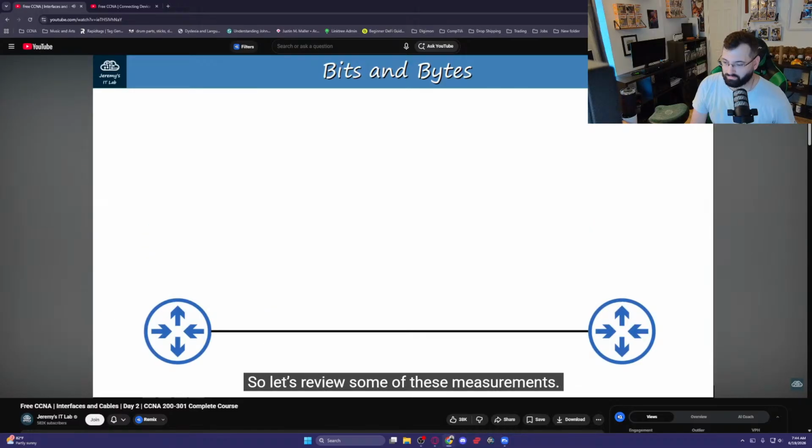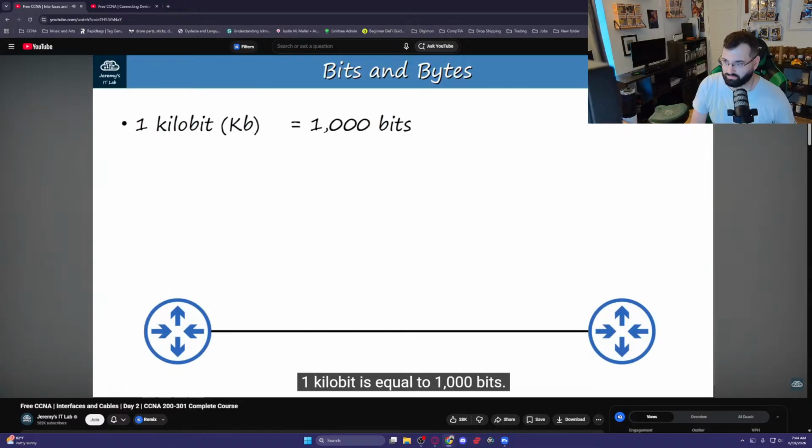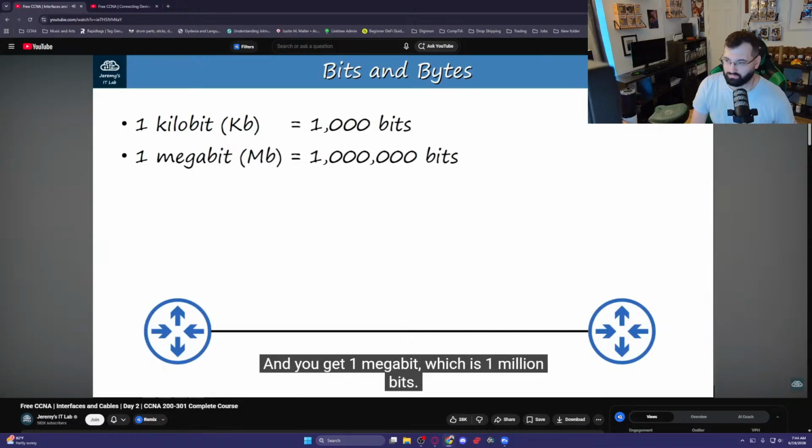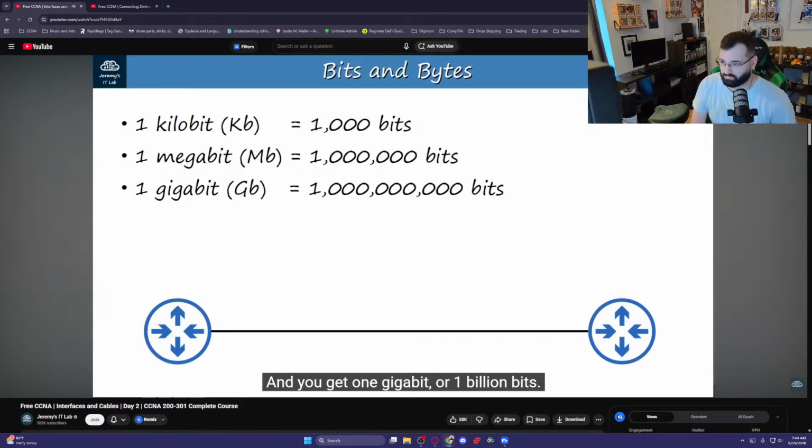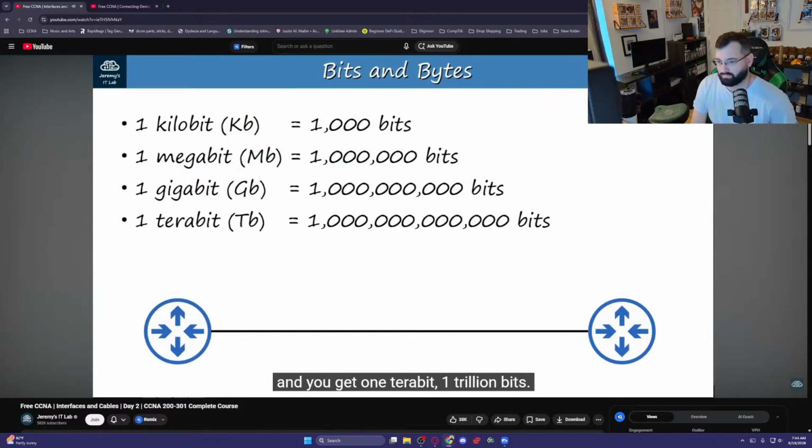So let's review some of these measurements. 1 kilobit is equal to 1,000 bits. Add 3 zeros to that, and you get 1 megabit, which is 1 million bits. Add another 3 zeros, and you get 1 gigabit, or 1 billion bits. Add another 3 zeros to that, and you get 1 terabit, 1 trillion bits.